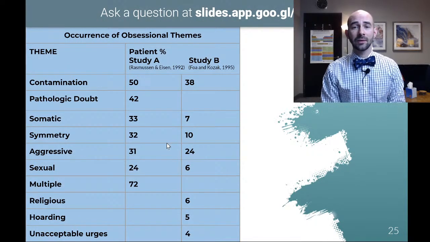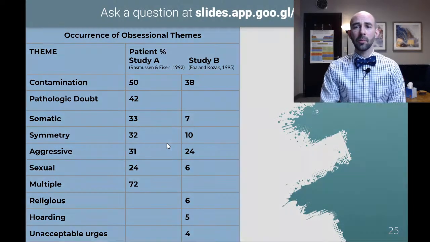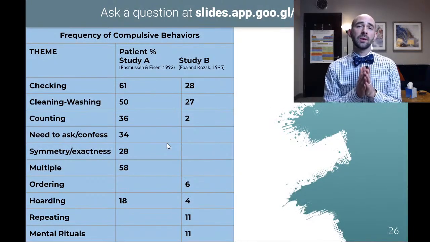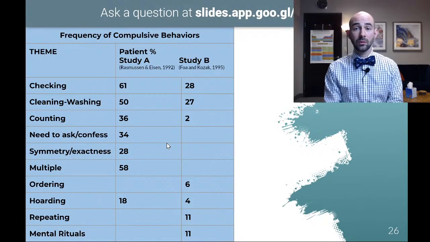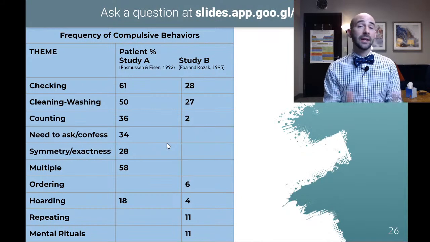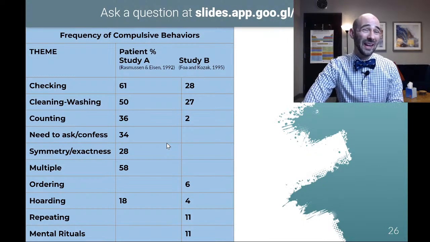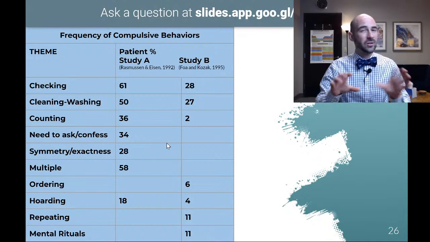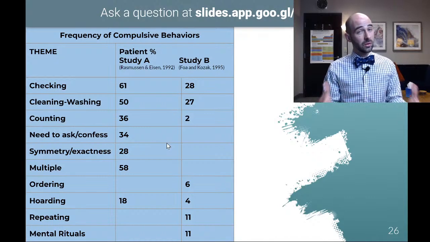Contamination obsessions are the most common, but doubt, pathologic doubt, follows a close second. Then somatic concerns, bodily concerns. And for compulsions, the frequency of those behaviors, as you can see here: checking is actually the most common, then cleaning and washing second most common. There are a lot of other ones too. So to treat OCD effectively, we have to catch all of the different little manifestations. That's not to say we have to be perfectionistic or anxious or fear-based, but we just want to be thorough. That's key.